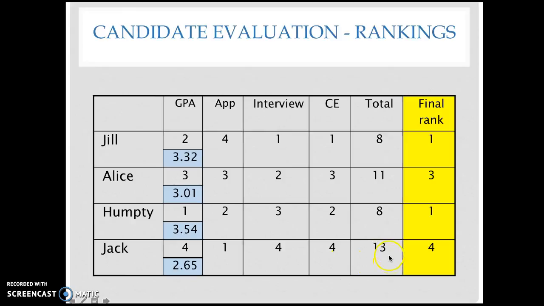So what we have is that the lower score means it's better, as if it's higher rated, that's better. Jill had a final ranking tied with Humpty for the top candidate. Then Alice: there was no second because there was a tie for first, so Alice was third, and Jack was 4.